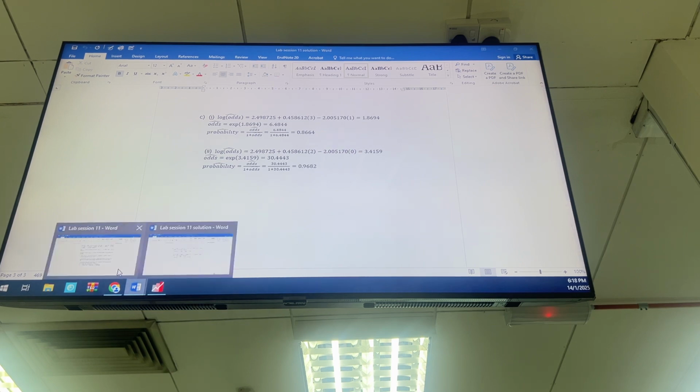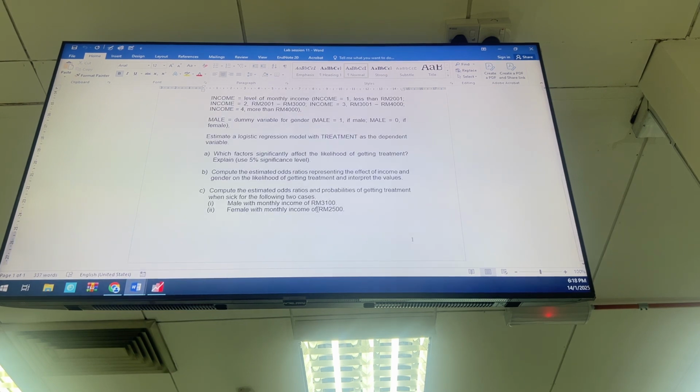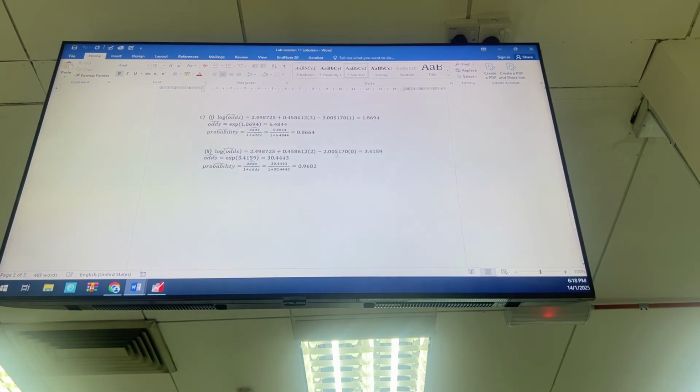Okay, and then another one is a female with monthly income 2,500, so it is income level 2. But this one is 0 because female. So you set 0 on this one and calculate the probability. So basically, males have a higher probability of getting treatment when sick, even though they have lower income than the female. Although income also significantly influences the decision to get treatment when falling sick. Okay.